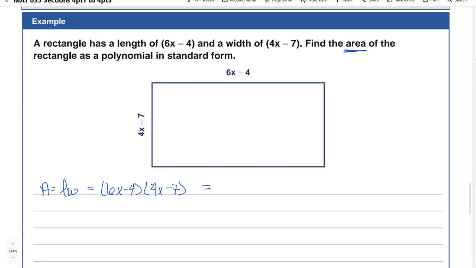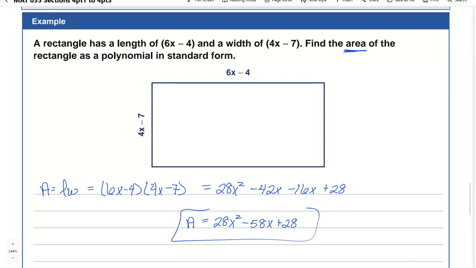I'm going to FOIL. So fronts would be 28x squared. Outsides would be negative 42x. Insides would be negative 16x. And last would be positive 28. And then we're going to combine like terms. So I'm going to get 28x squared minus 58x plus 28. There's the area of our rectangle.